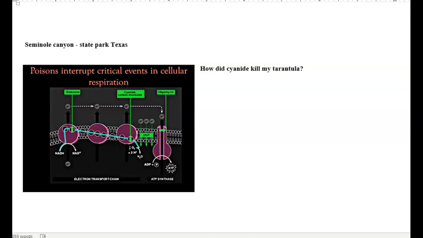Rebecca has the tarantula. So what happens with poisons? Look what I have over here. Cyanide stops the electrons. Here's cyanide right here. It stops the electrons from being passed on. If no electrons can be passed on right here, the whole thing is going to shut down. The hydrogens can't get to ATP synthase and can't go through. So cyanide stops the electrons from being passed down the electron transport system. Everything shut down. Tarantula died.